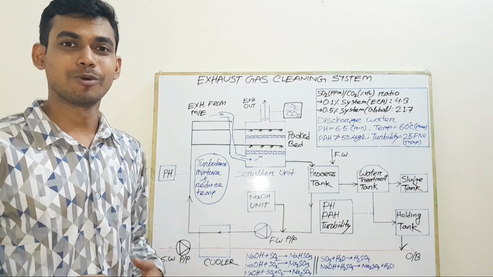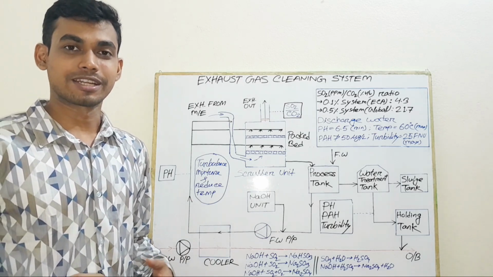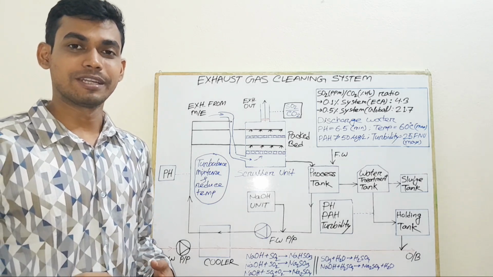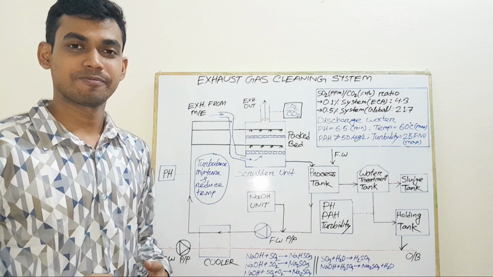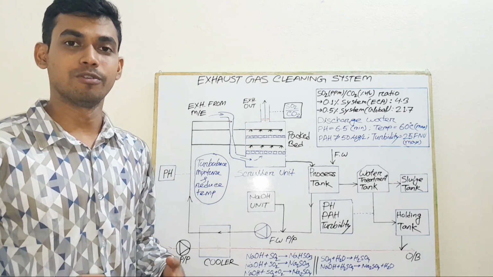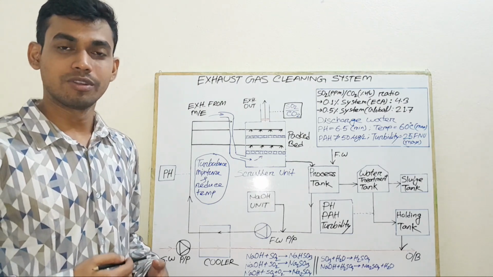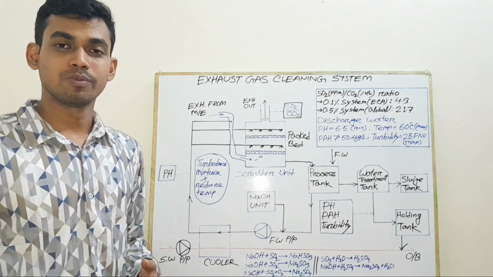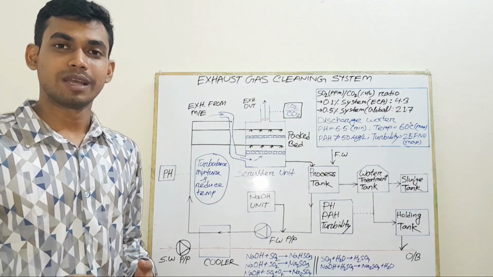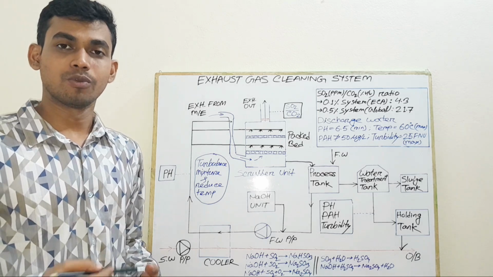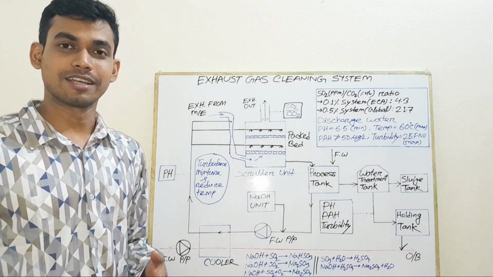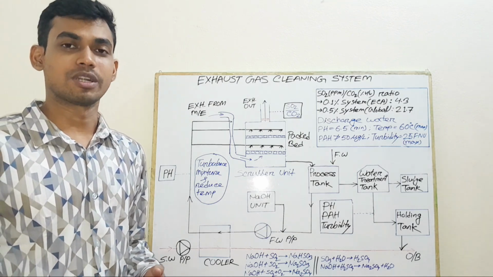This is Devabrat Majumdar. Today I will describe about exhaust gas cleaning system. On board it is known as scrubber system. It has normally two types, closed loop and open loop. Here we will describe about closed loop exhaust gas cleaning system. In open loop, exhaust gas is cleaned with seawater, and in closed loop, exhaust gas is cleaned with fresh water.